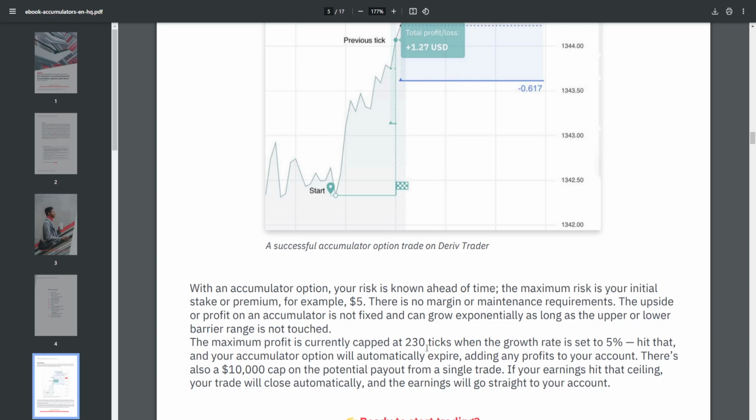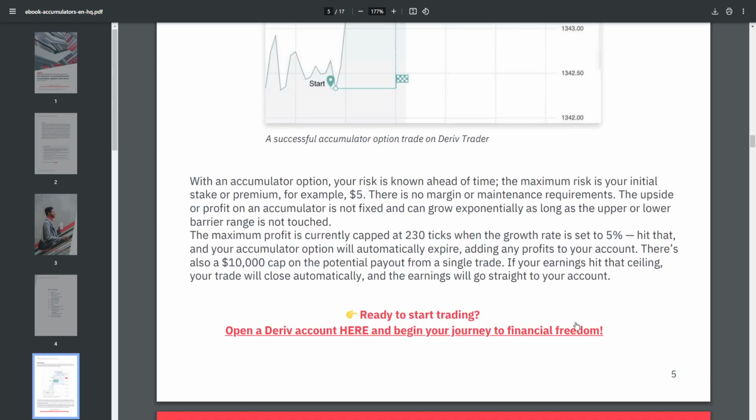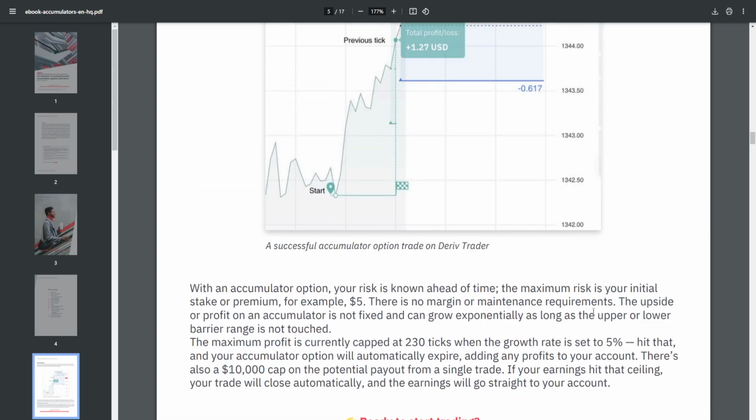Please listen once again. The upside or profit of an accumulator, okay, is not fixed. So the profit in accumulators is not fixed. It is not like 85%, 66%, no. It can grow exponentially as long as the upper or lower barrier is not touched. Okay, so that is one thing that you should put into consideration when you're trading it.